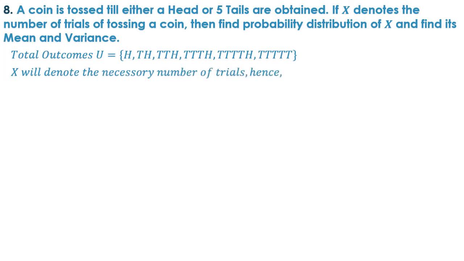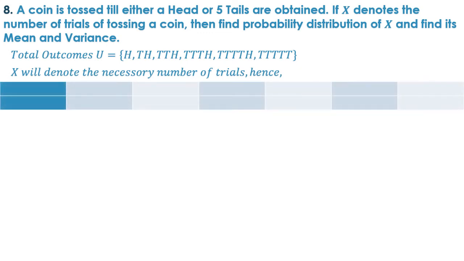Let's see. First outcome is H. How many times did we toss the coin? One time. So X will be 1. Second is TH. How many times did we toss the coin? 2 times. 2. Then 3 times. Then 4 times. And then TTTTH we have tossed 5 times. And for the 5 tails also we have tossed the coin 5 times. So our X value can be denoted as 1, 2, 3, 4, 5 and total.